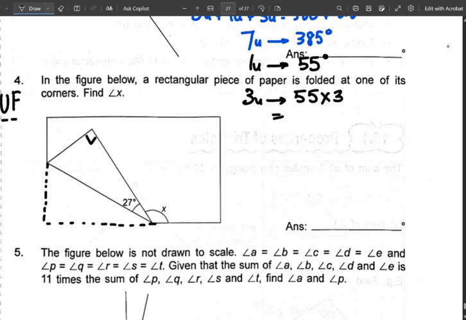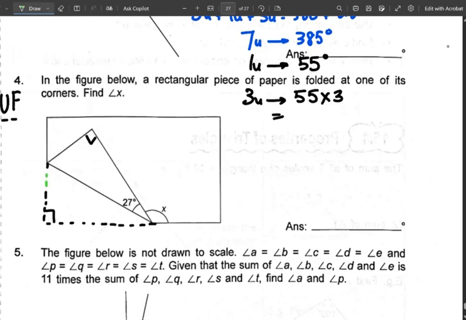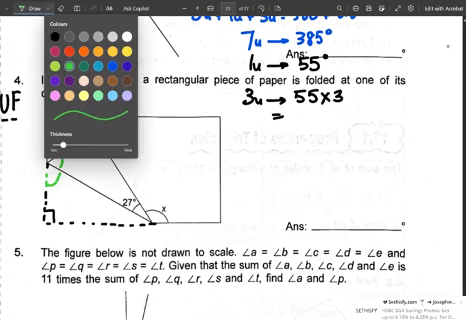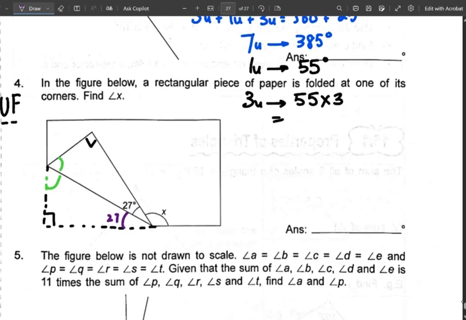This 90 degrees comes to here. True? This goes to where? Here. Agree or disagree? Maybe I color code this. You see, what goes to what? Let me just show it to you. This green color goes to this green color. True? The black goes to the black. And then the 27 goes where? The 27 comes down to here. Agree or disagree? Do you understand or don't understand?